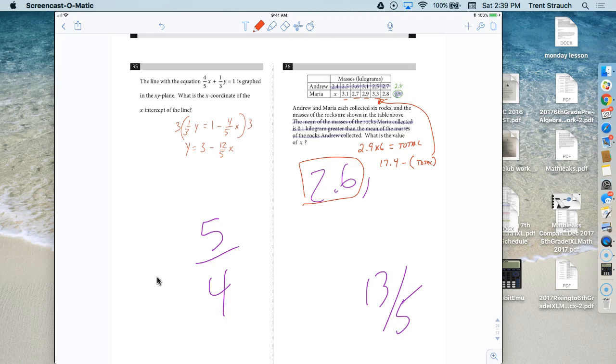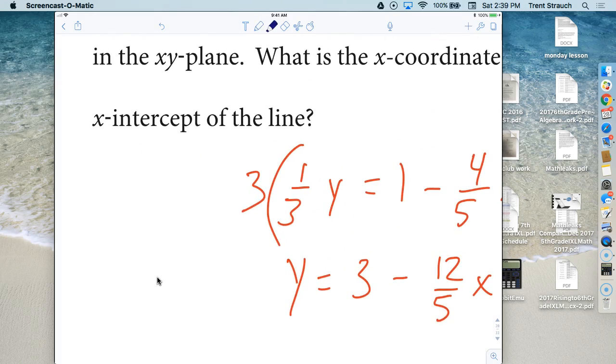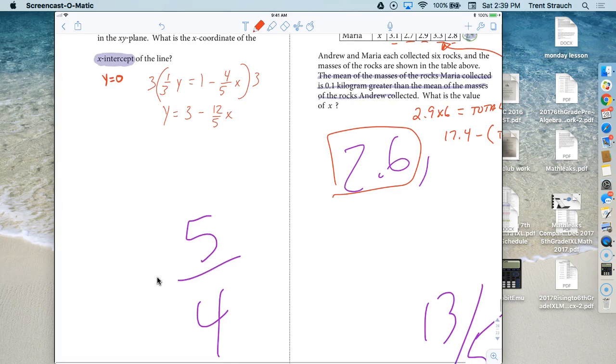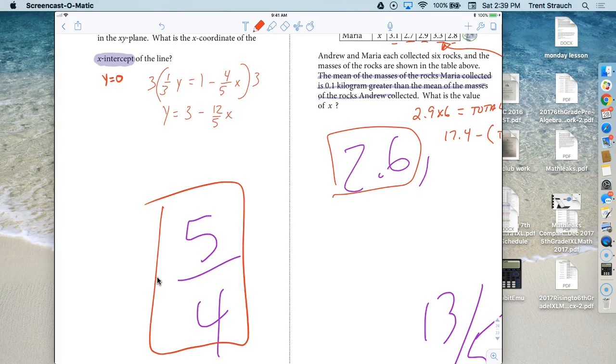35 was 5/4. Now again, I want everybody to highlight the x-intercept because they're starting to ask questions about the x-intercept. What is the x-intercept? The x-intercept is when the y value is 0. So what do we do? We just plug 0 in for y and solve. I graphed that, and you can graph it on the calculator and it'll show you right where it's at. The answer worked out to be 5/4 or 1.25.